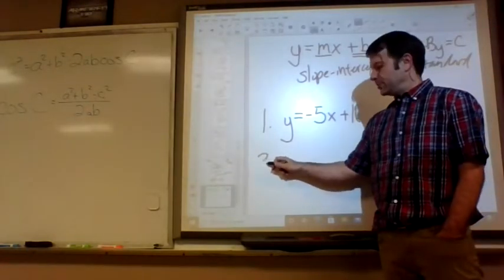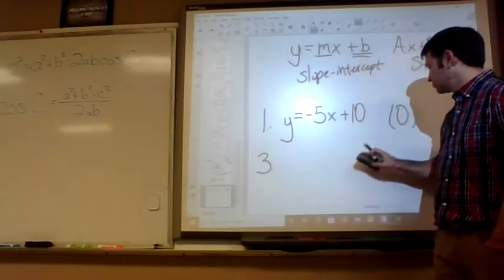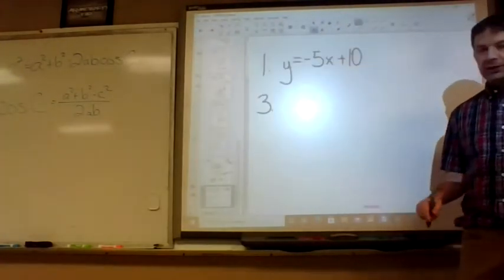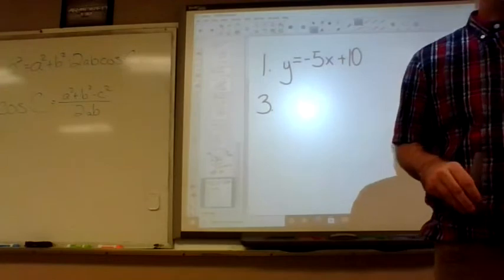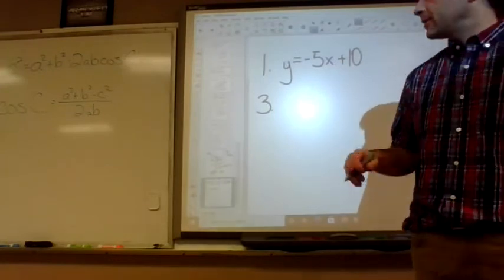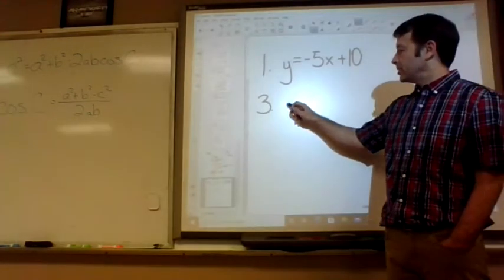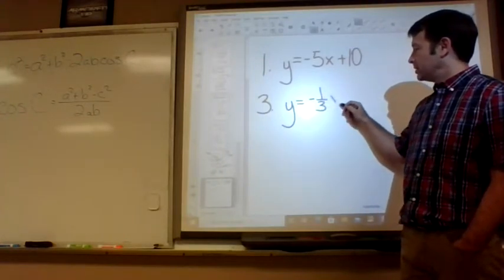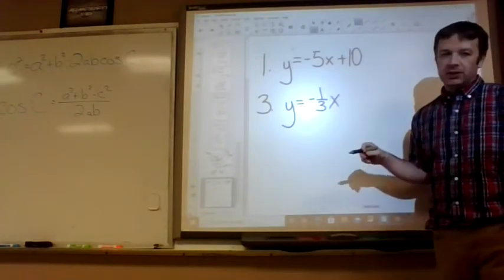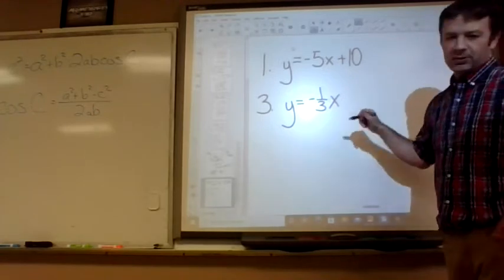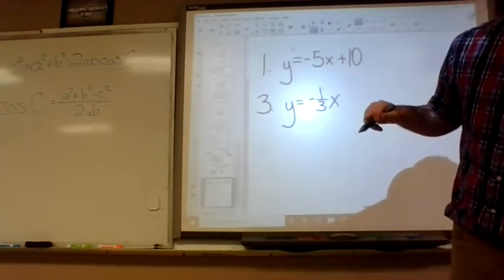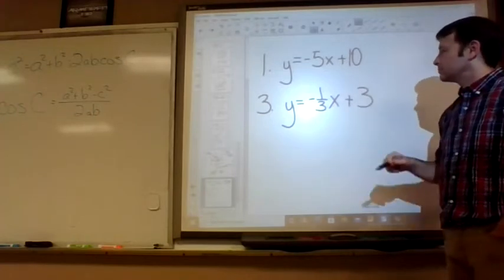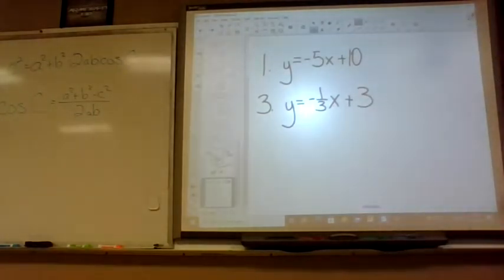So you didn't do 3 then? Okay. So on number 3, what's the slope? -1/3. So I'm going to write y equals -1/3 x, and the y-intercept is -3. Or no, it's +3. It's +3. Yeah.